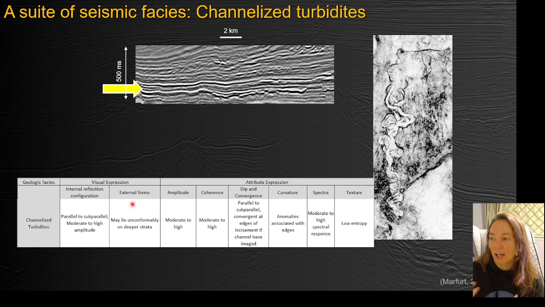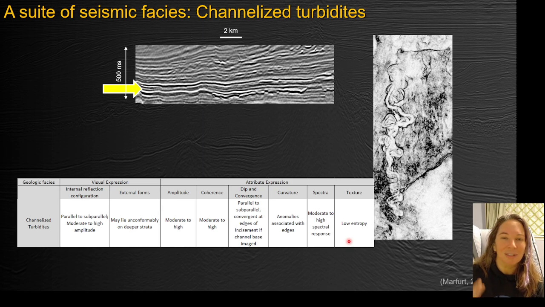They may lie on an unconformity on deeper strata. They tend to be moderate to high amplitude, moderate to high coherence. And we'll kind of break down through this. The full chart is in Dr. Marfurt's textbook if you want to look at it, or you could shoot me an email and I'll send it to you.